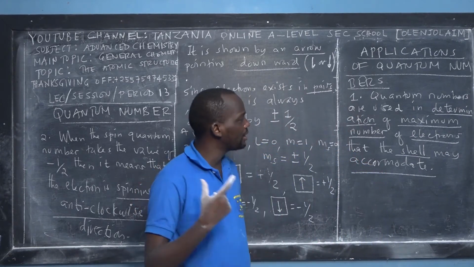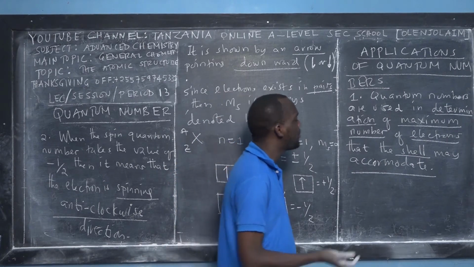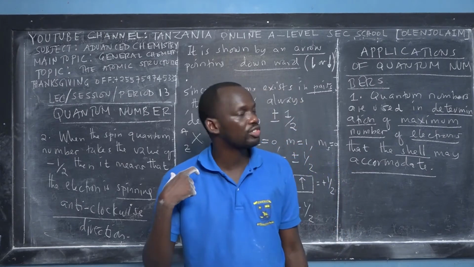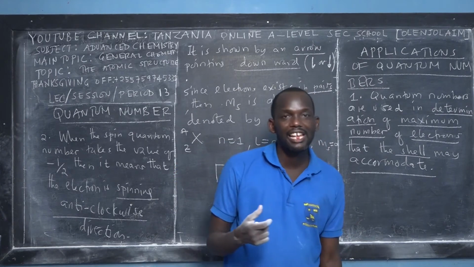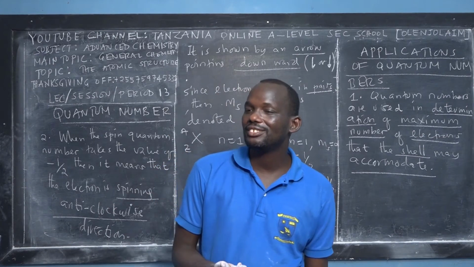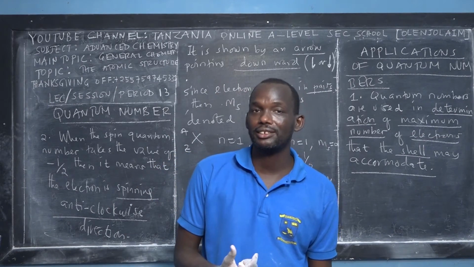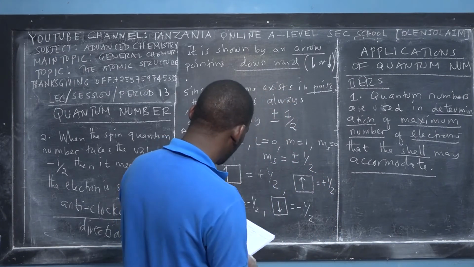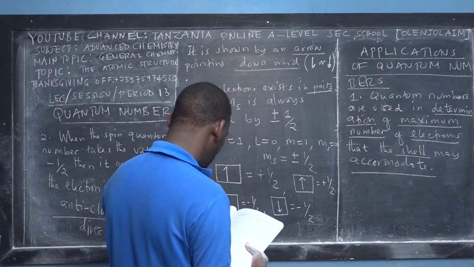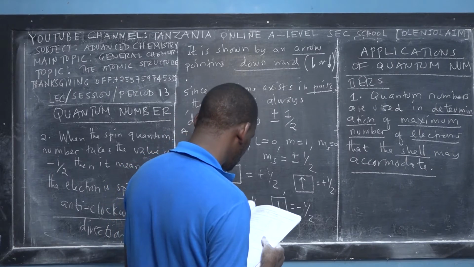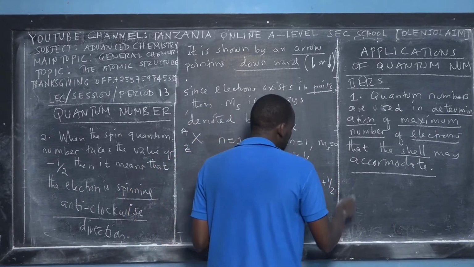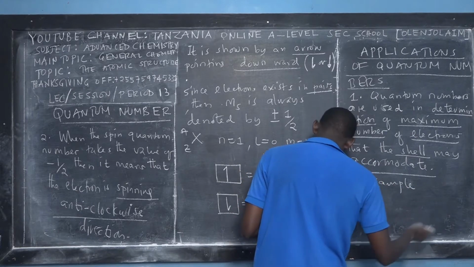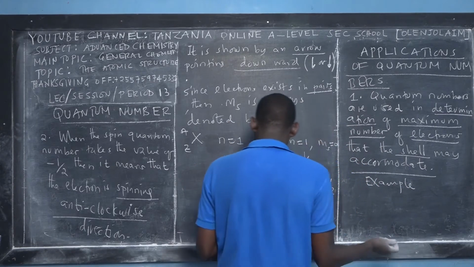But the primary intention is to determine the maximum number of electrons that the shell may accommodate. Means if it reaches its maximum capacity, then the electrons will not be accommodated. Very interesting, very important subject in atomic structure. So now, I would like to clarify this concept by using some examples. I don't remember the number, but this is the example.